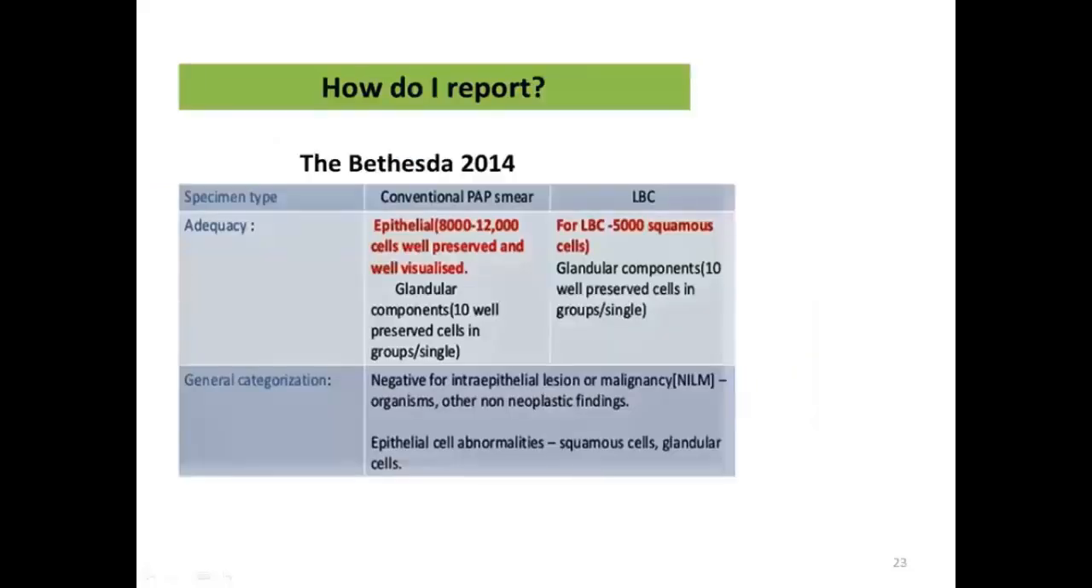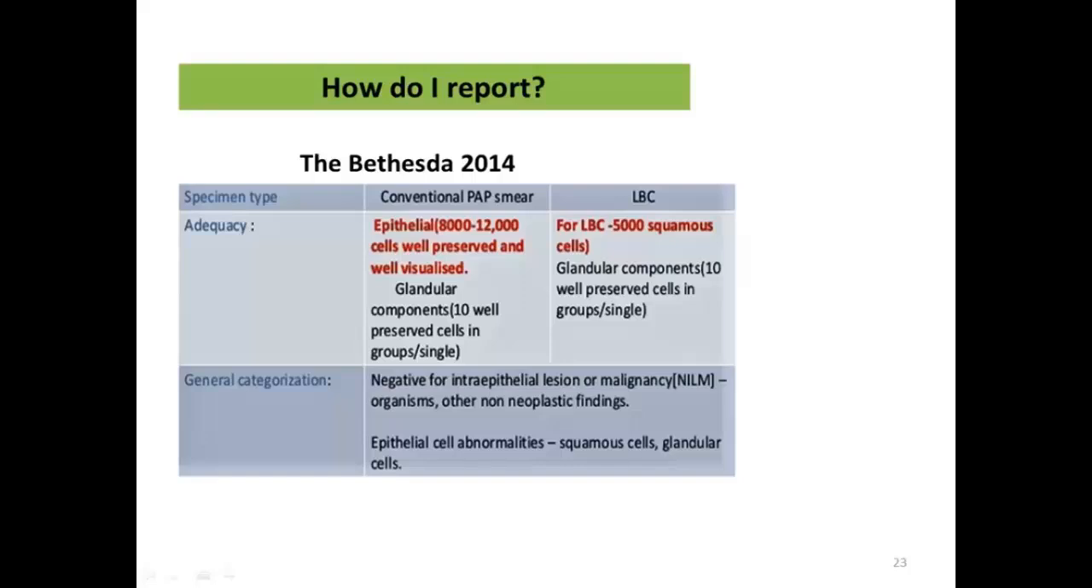Another question arises: how do we report these smears? The reporting method is the same as Bethesda, which everyone follows. Currently, we are following the Bethesda 2014 system. The only difference is in the adequacy criteria. Here, for liquid-based cytology, we require at least 5,000 squamous cells in the entire slide, in contrast to 8,000 to 12,000 cells, which should be well preserved. Criteria for the glandular component remain the same.